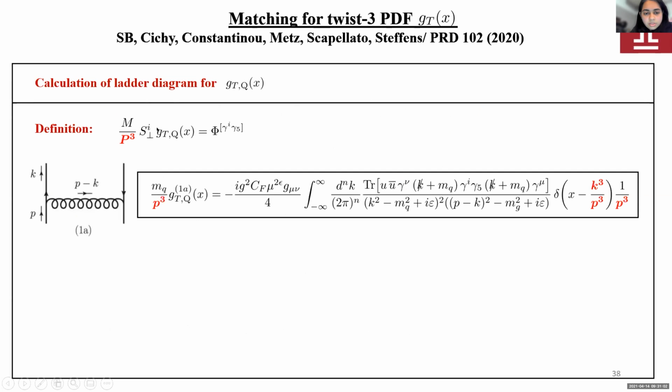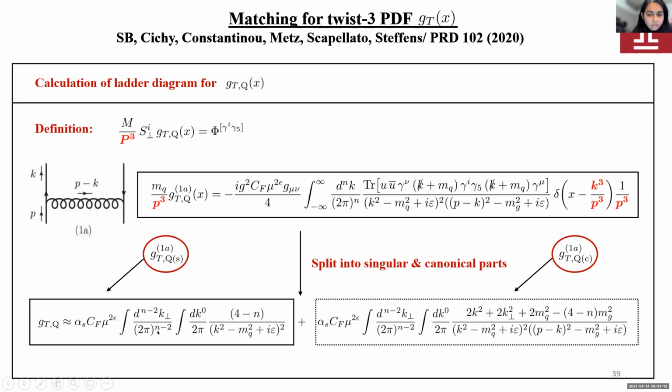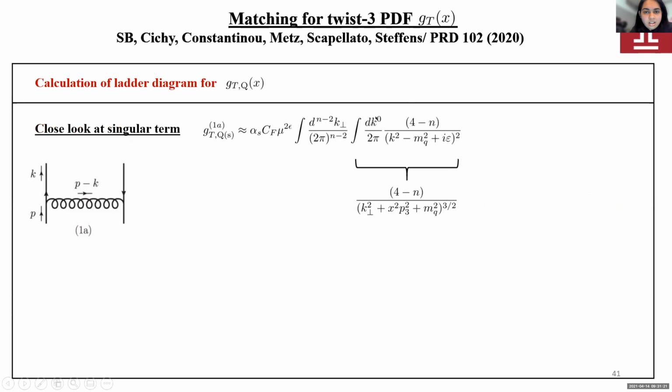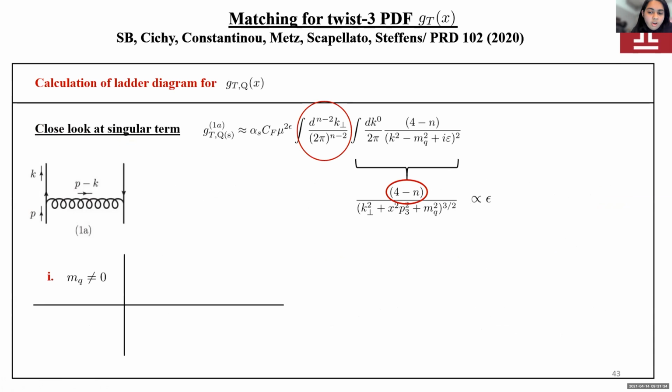Quasi-GT is defined in terms of a spatial correlation function with the same Dirac structure, gamma I, gamma 5. You can disentangle once again your ladder diagram result into a singular and a canonical term, and I'm just going to focus on this singular term for the next few slides. For these singular terms, after a k0 integral, we get a functional form in k perp, which for non-zero quark mass is both UV and infrared finite. So your overall result is then proportional to epsilon, and therefore the singular part drops out from the discussion.